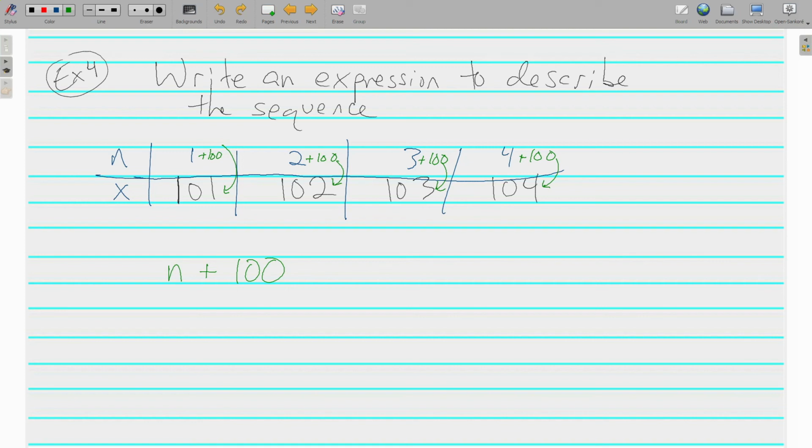Strongly recommend making yourself a little table like this. If you have questions, keep track of them, and we'll talk about it in class.